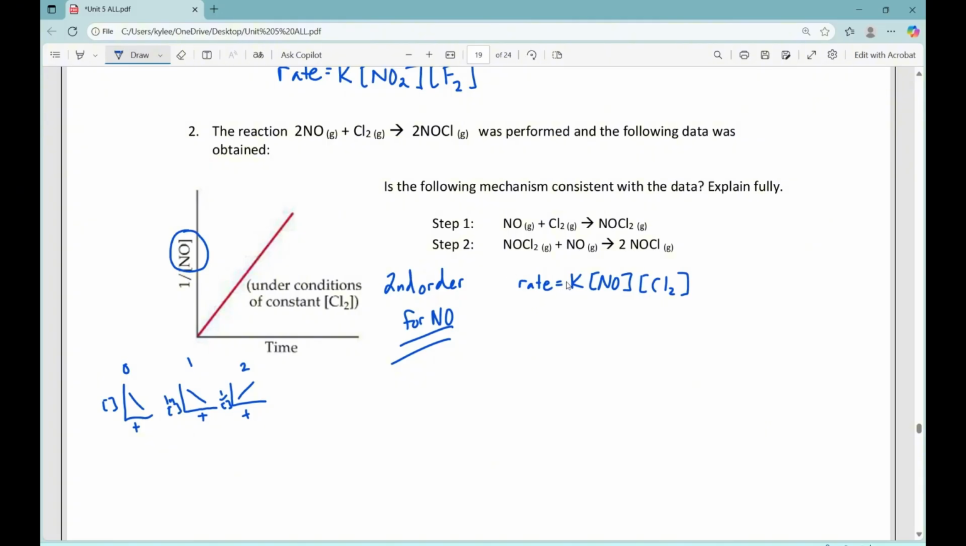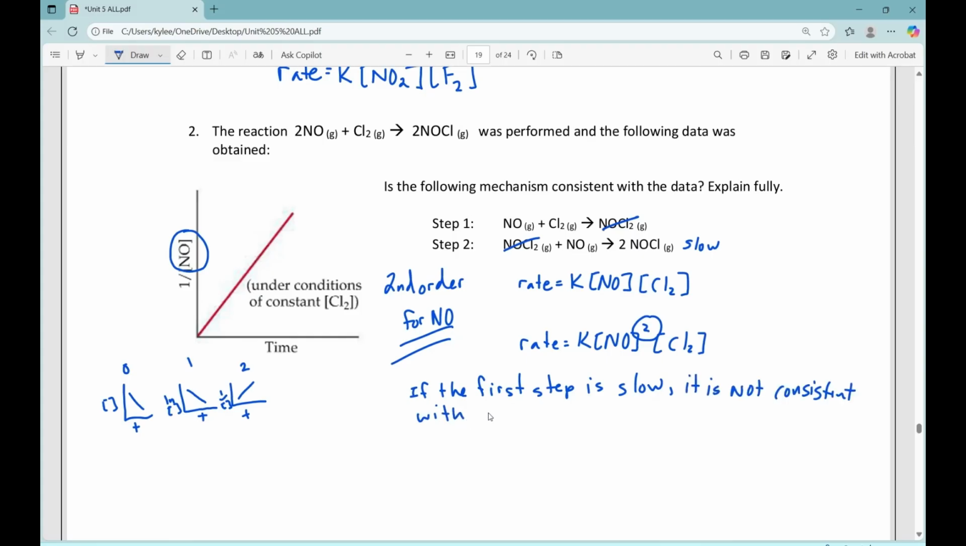If my second step was my slow step, let's pretend that this was the slow step, I would cancel my intermediate and I would add up to the slow step. So if the second step was the slow step, I get rate equals k times NO, but we have 2 of them, times chlorine. Well, this would result in having a second order with respect to NO. So this question is a little bit tricky. If the first step was slow, this is not consistent with the data.